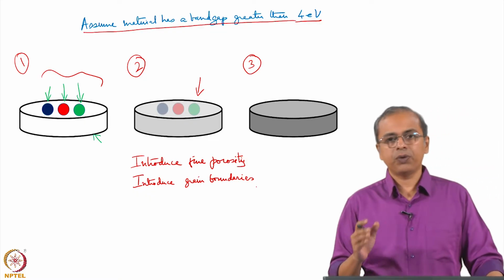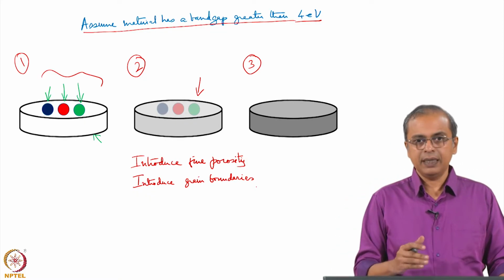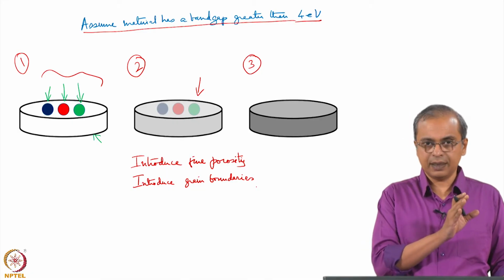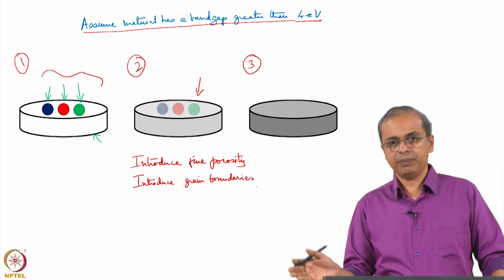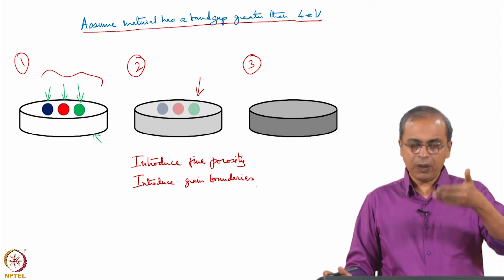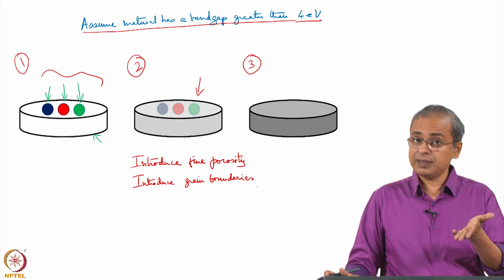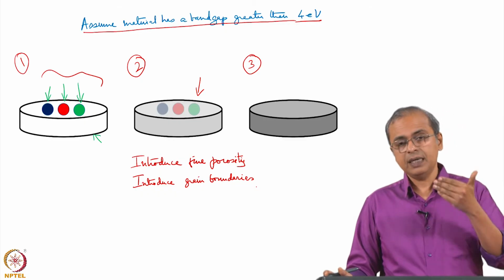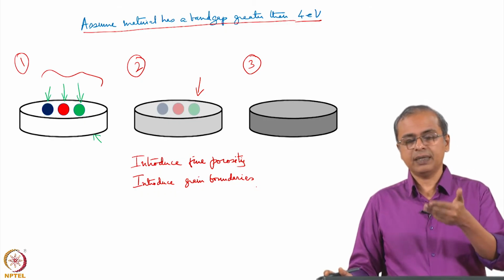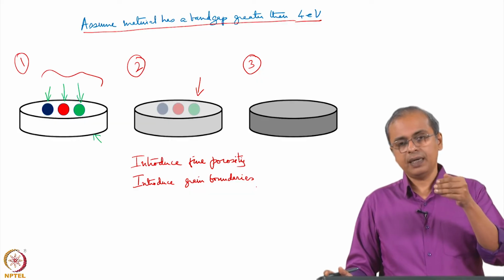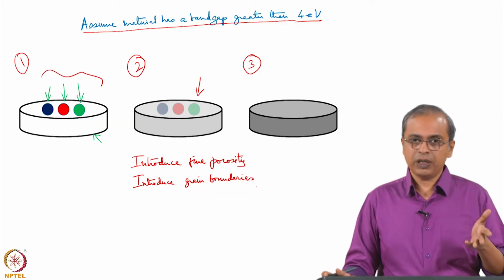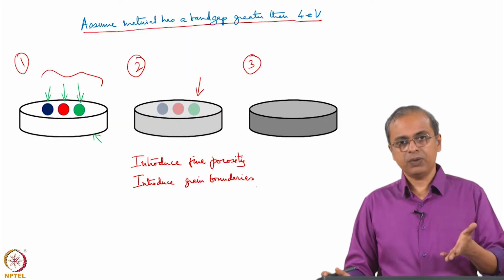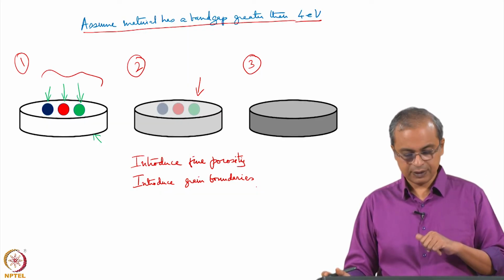If you introduce fine porosity or you introduce grain boundaries, then you will move from something that is completely transparent to something that is translucent, and then eventually it becomes opaque. The more boundaries that you introduce, the more interfaces that you introduce. A boundary is an interface. Similarly, porosity also is an interface, because it is an interface between the material and air, for example. And so porosity also introduces interfaces, grain boundaries also introduce interfaces.